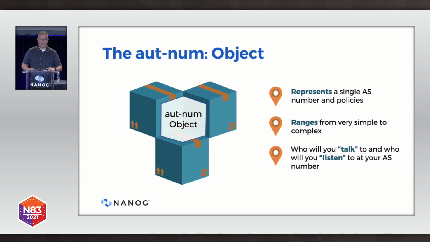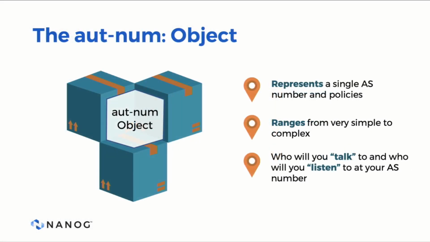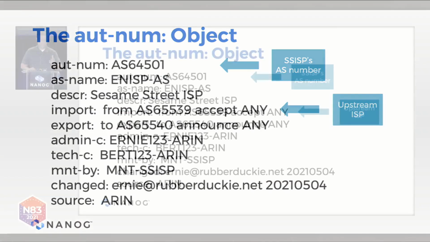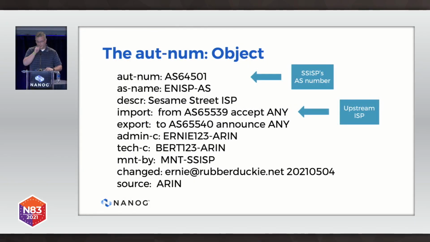This represents a single AS and the policies associated with it that you want to create. So it can range from simple to very complex given the amount of specifics and data that you want to put into your object. But essentially it is telling who you want to talk to and who you want to know of information that is associated with your ASN. Next slide, please. So here's the example of an aut-num object.